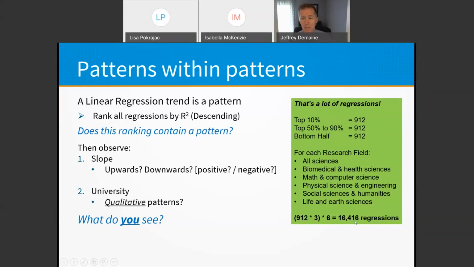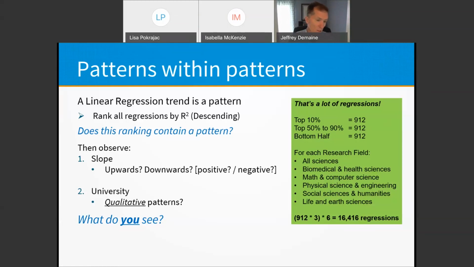So what do I do with this regression? I've got a pattern here. Next, I want to see if there's a pattern within the patterns. All right, following me along here? So a linear regression trend is a type of pattern. That's the blue line we just saw.